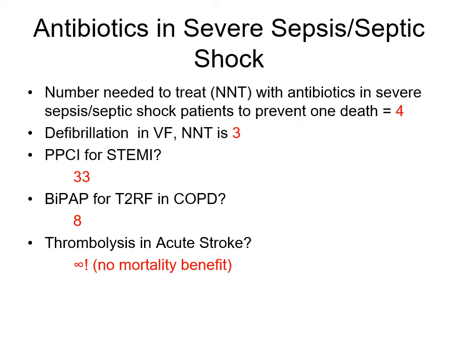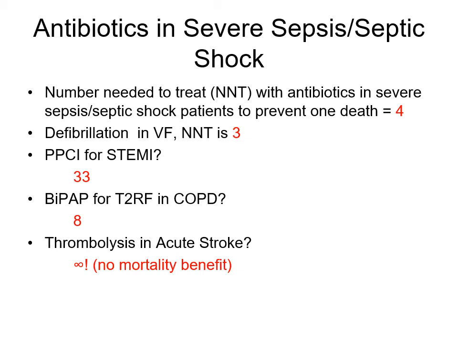This slide just illustrates how useful antibiotics are compared to some of the other treatments that we often give. The number needed to treat, which is a statistical calculation, for antibiotics in septic shock to prevent 1 death is actually 4, which compares extremely favorably to such treatments like defibrillation in ventricular fibrillation, and BiPAP for type 2 respiratory failure.